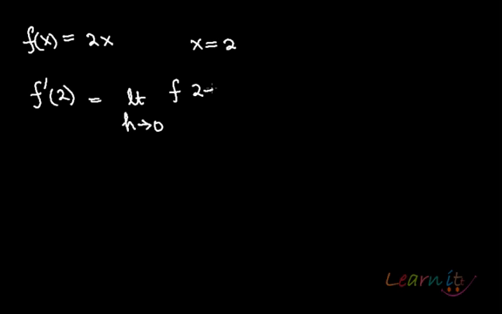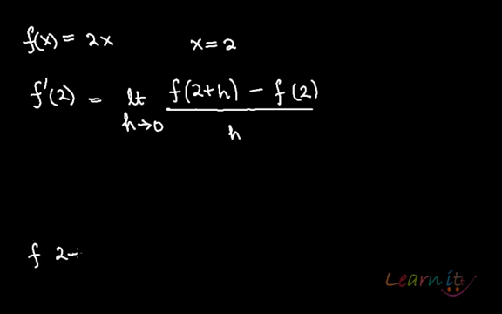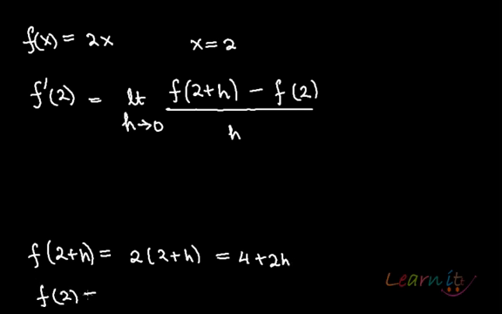of f(2 plus h) minus f(2) divided by h. Now, what is f(2 plus h)? f(2 plus h) is, wherever x is, you just write 2 plus h. This will be 2 into (2 plus h), which is 4 plus 2h. What is f(2)? Which is 2 into 2, which is equal to 4.